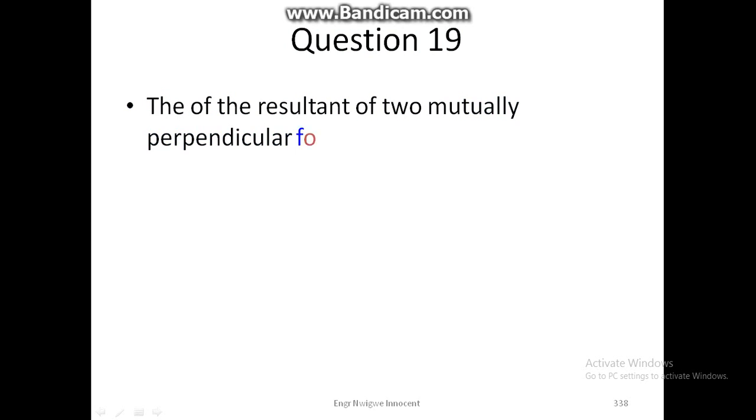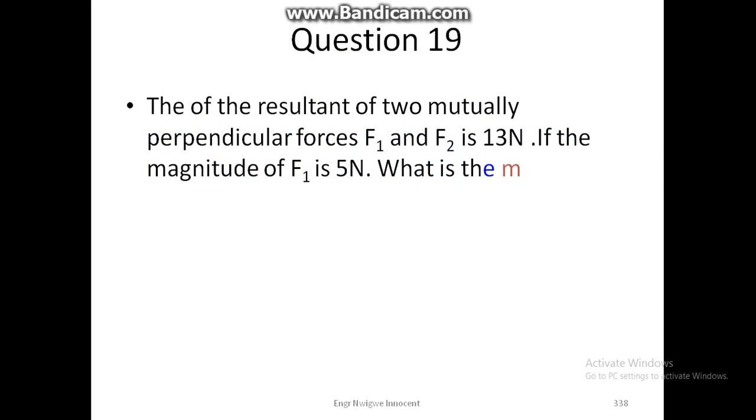Question 19. The resultant of two mutually perpendicular forces F1 and F2 is 13 Newton. If the magnitude of F1 is 5 Newton, what is the magnitude of F2?